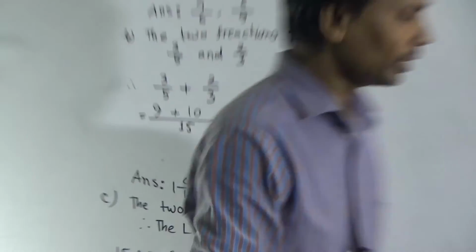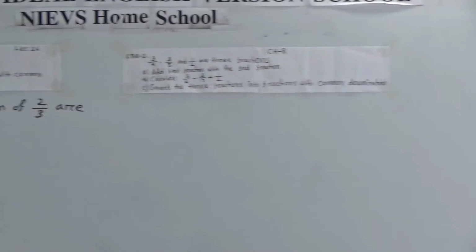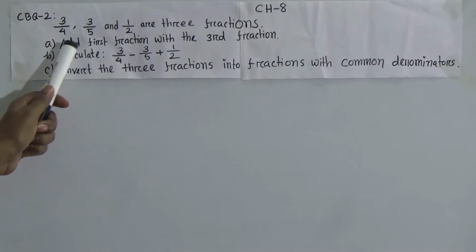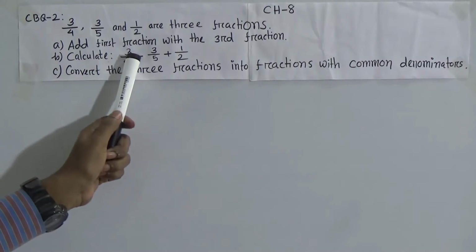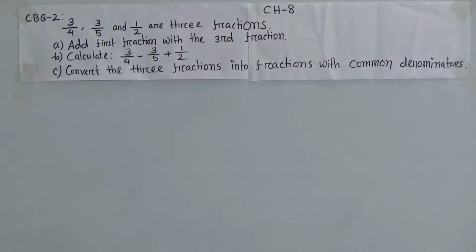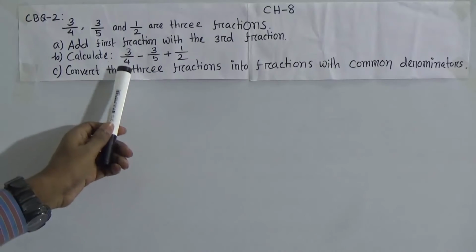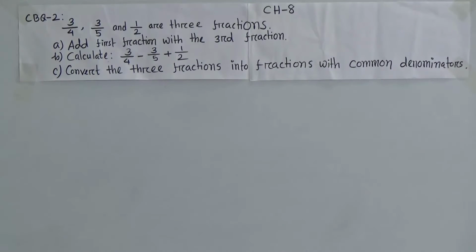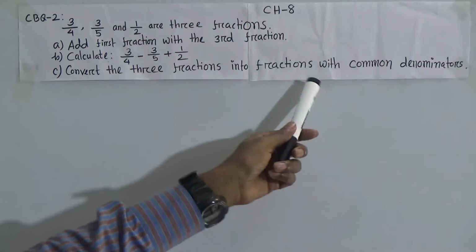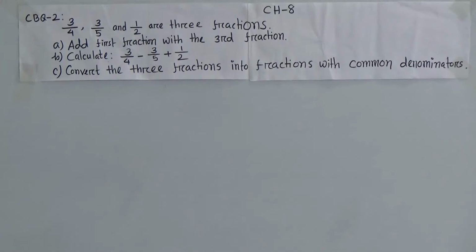Dear student, now I will solve question number 2. That means CBQ 2. Look, 3 by 4, 3 by 5 and 1 by 2 are the three fractions. A: Add the first fraction with the third fraction. B: Calculate 3 by 4 minus 3 by 5 plus 1 by 2. C: Convert the three fractions into fractions with common denominator.